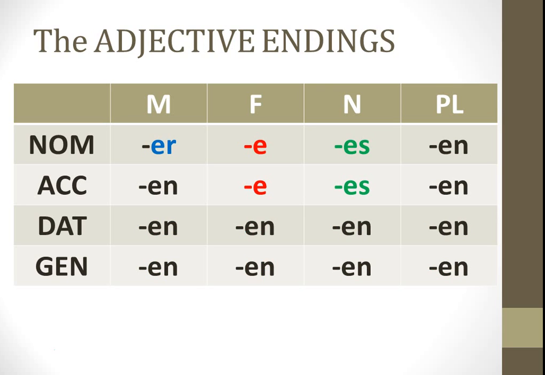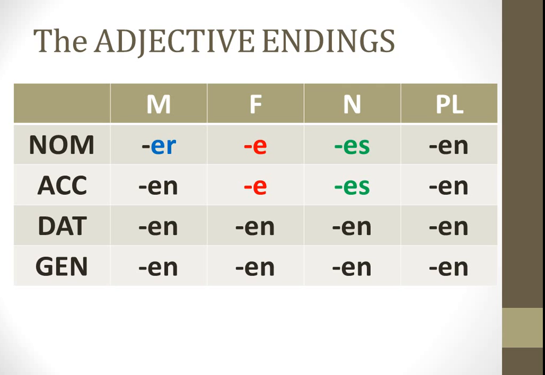So if we wanted to say, I have a blue car, the a gets the EIN word ending, and then blue gets the adjective ending after an EIN word. So one of the things that you'll see is when we looked at der word adjective endings, this is pretty similar with the exception of the e's.